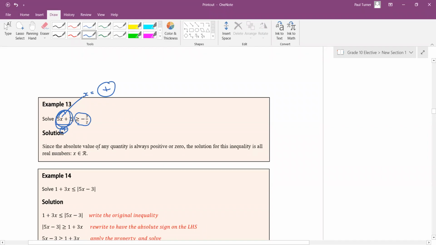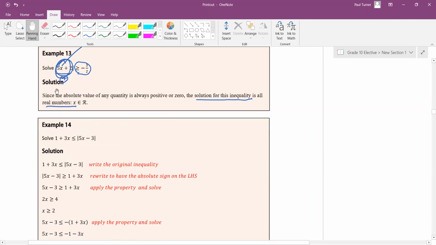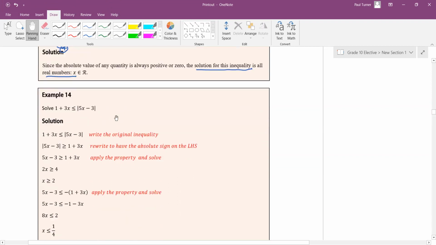So that means the solution for this inequality is all real numbers. If you said x is 10, you have 50 plus 2, 52, and absolute 52 is going to be greater than negative 3 on 2, isn't it? Because remember, this always makes numbers positive and they're always going to be greater than that number. So this one is all real x. So just think a little bit about the question before you start trying to solve it. If you use your greater than rule, you'll end up with some wrong answer, okay?